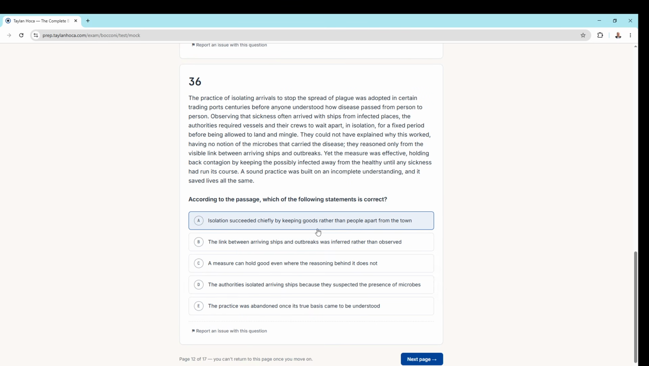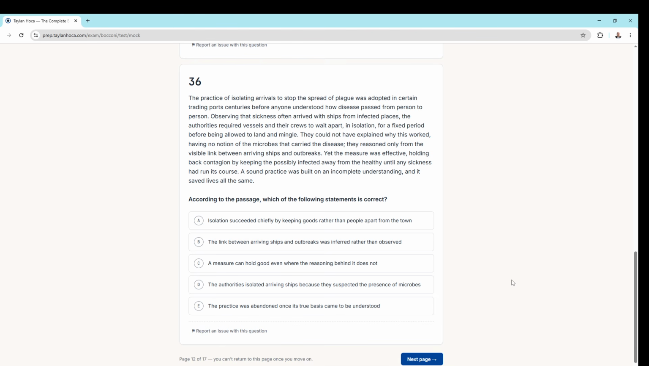Isolation succeeded chiefly by keeping goods rather than people apart from, no, it's about people. The link between arriving ships and outbreak was inferred rather than observed. I don't know. I think it was observed because they observed it, right? A measure can hold good even where the reasoning behind it does not.